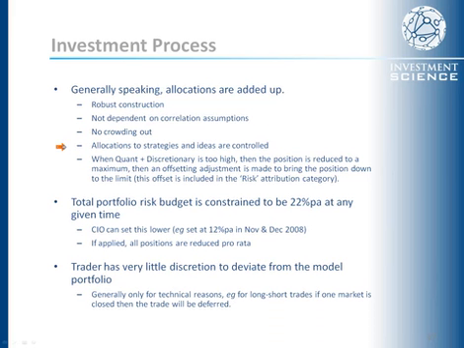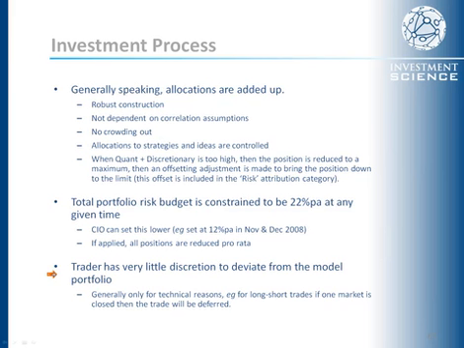As I gave with the gold example, the allocations are simply added up. We consider that to be robust construction, so it's not a black box optimizer. It's not dependent on correlation assumptions, which was some of the failures that some of the other black box optimizers and quant managers had during the global financial crisis. No crowding out. It's similar to the concept before: because it's derivatives based, we can keep on adding strategies. And in the way that I described on the previous page, the allocations to strategies and ideas are controlled by this idea of the cascading limit structure.